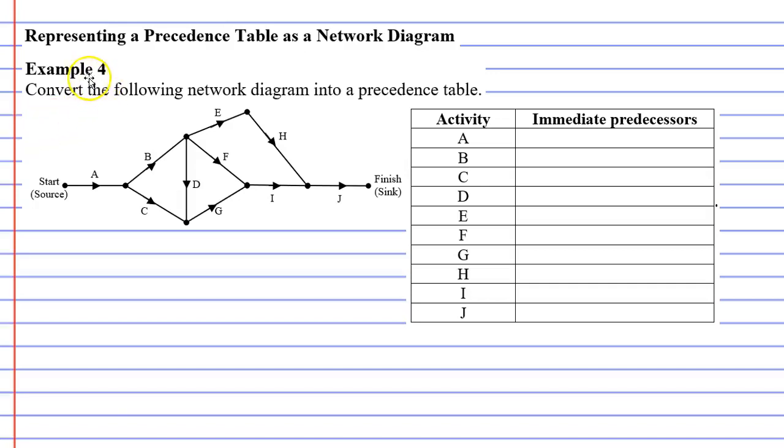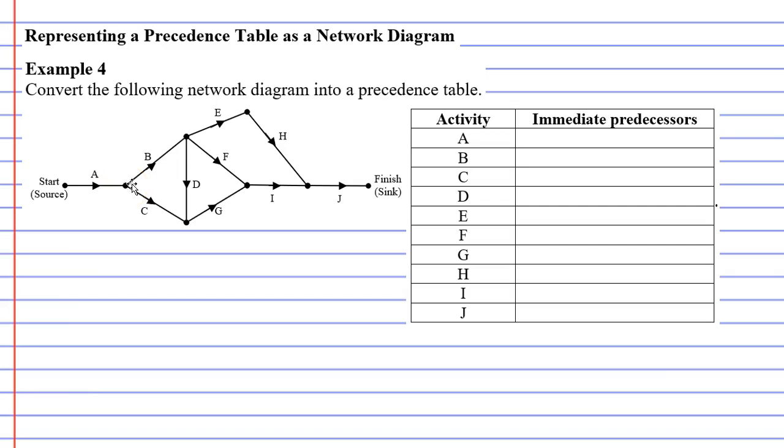In this video, we're going to complete example 4. We're going to convert the following network diagram into a precedence table. Now we'll start by looking at activity A, which is our edge here. Every edge will be attached to two vertices. So activity A is attached to a vertex at the left and a vertex at the right.